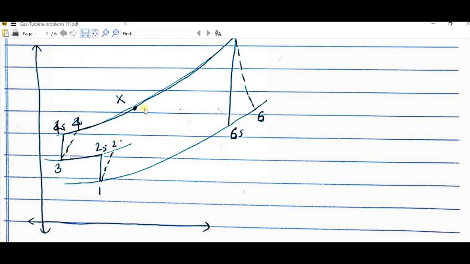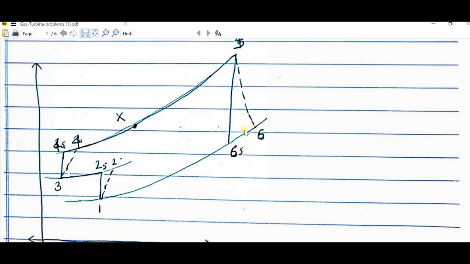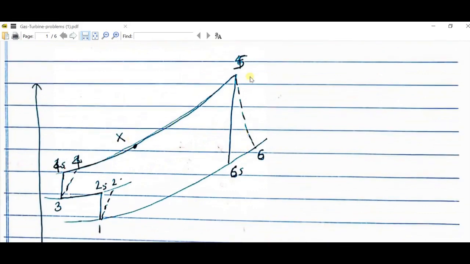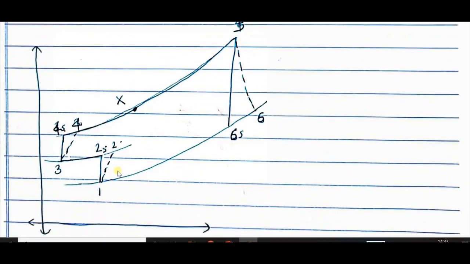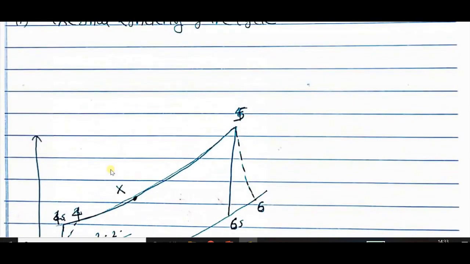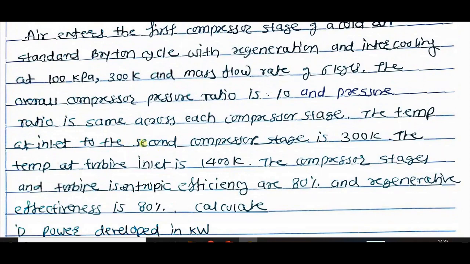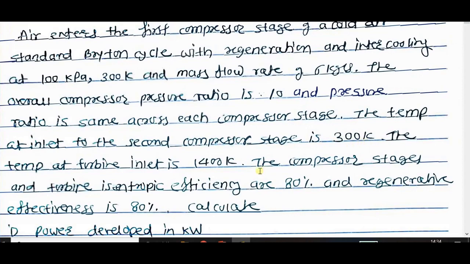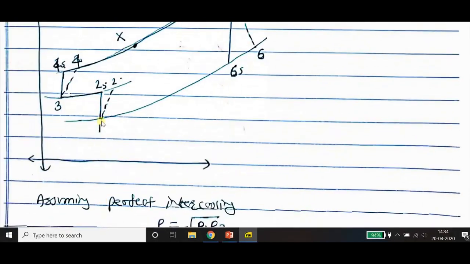Now this is the problem which involves the regenerator. The temperature at this point will be x, let's assume. In the ideal case this Tx will be equal to T6, and the heat input will be from Tx to T5. Now this T3 and T1 will be equal, because the temperature at the inlet of the second compressor stage is 300 Kelvin. So T1 will be equal to T3. So accordingly you have to draw the diagram.